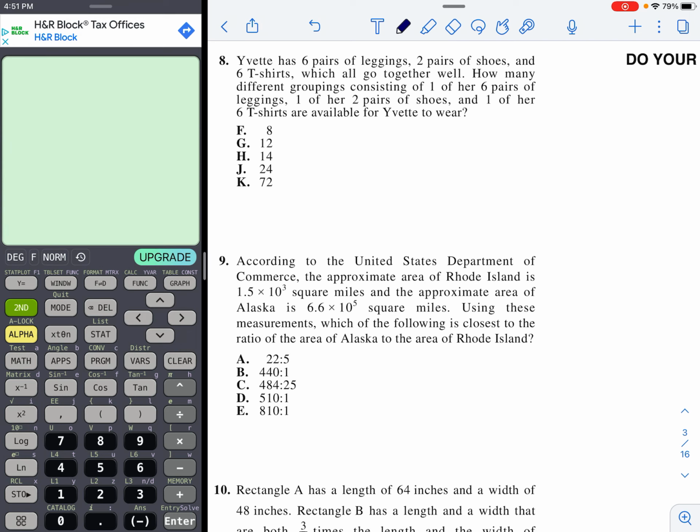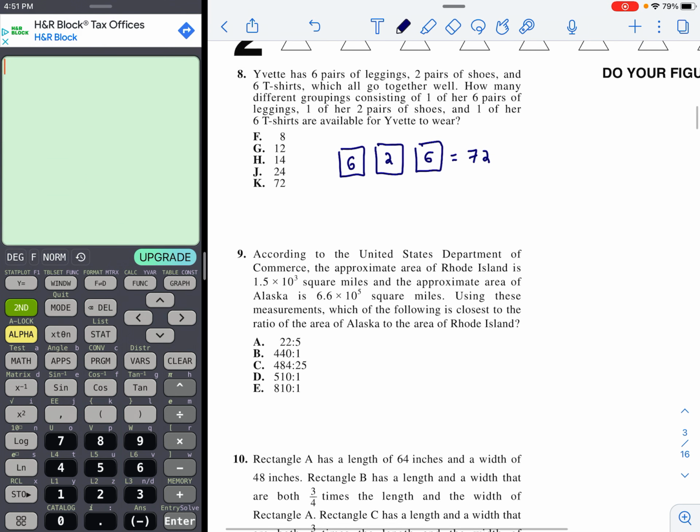Number 8, Yvette has 6 pairs of leggings, 2 pairs of shoes, and 6 t-shirts. How many different groupings consisting of one of her pair of leggings, one of her 2 pairs of shoes, and one of her 6 t-shirts are available? This is just these branching tree type problems where there's 6 choices you could make first, there's 2 choices you could make second, and there's 6 choices you could make third. They are all independent. Nothing stops you from making any of the other choices, so we just multiply these things together, and we get here 72.